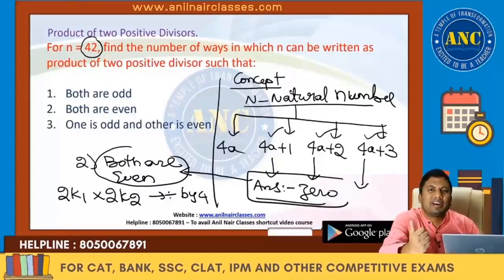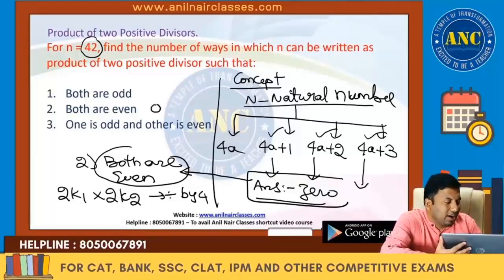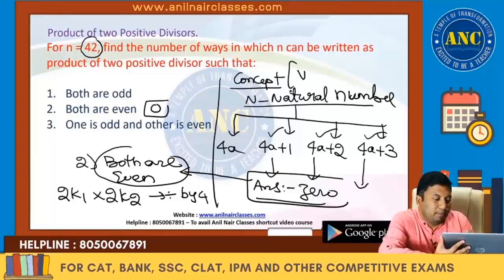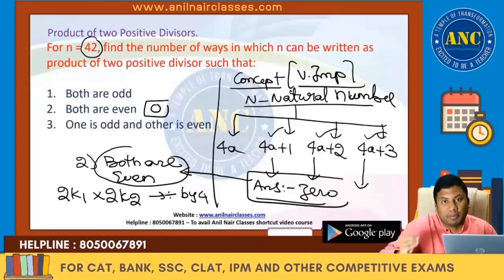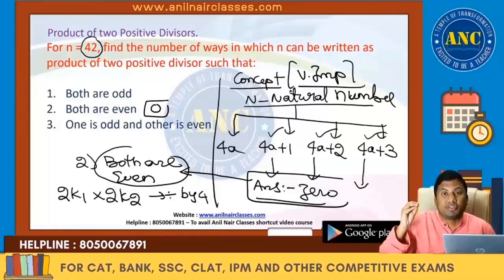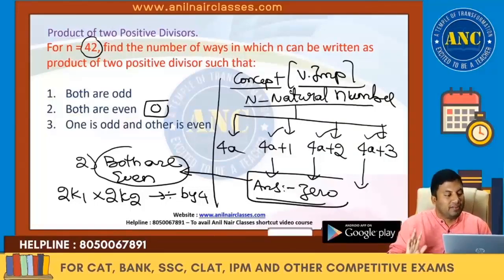How can it give an answer if both are even numbers? One is 2k1, another is 2k2. 2k1 into 2k2 has to be divisible by 4. It cannot give a remainder 1, it cannot give a remainder 2, it cannot give a remainder 3. So both are even, the answer is 0. Extremely important point, please make a note of it. Other than the number which is divisible by 4, it gives a remainder 1, 2 or 3. In all the cases where both are even, the answer will be 0.